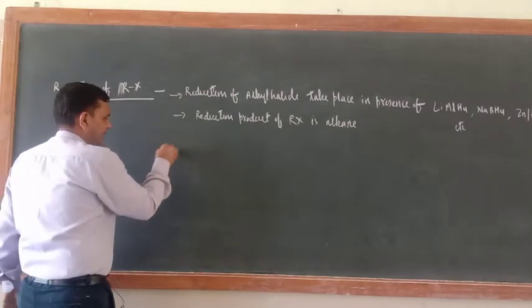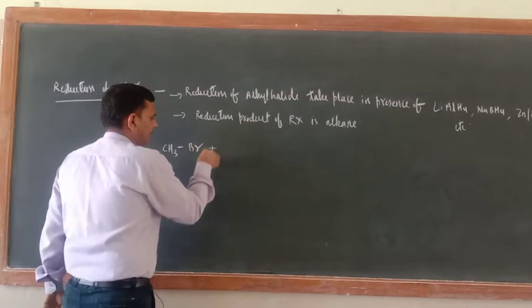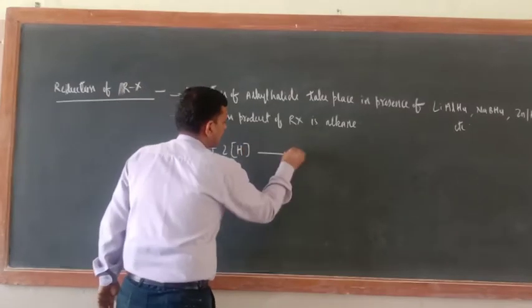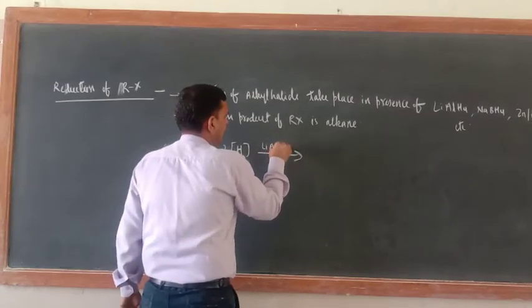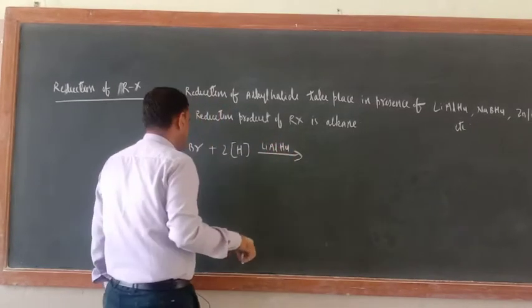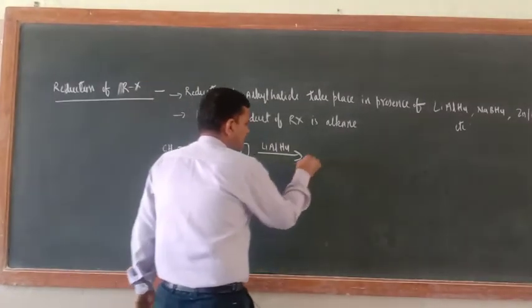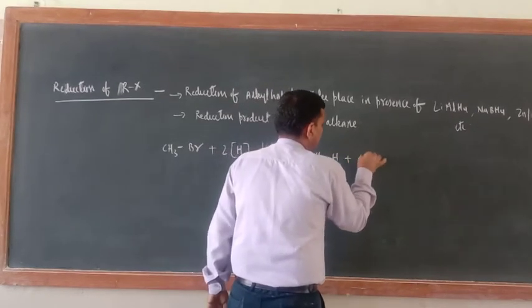Just take one alkyl halide, CH3Br plus, take here 2 nascent hydrogen. This nascent hydrogen may come from lithium aluminium hydride. This is the reducing agent. So just see, one H will be here. So this is CH3H plus HBr.